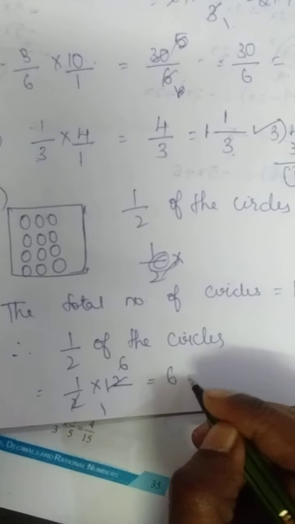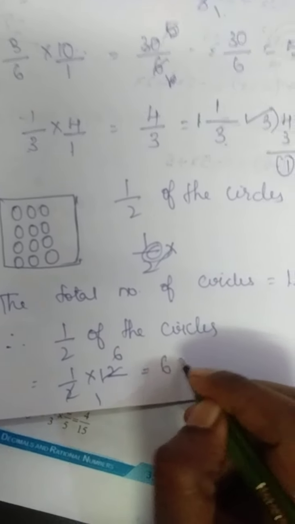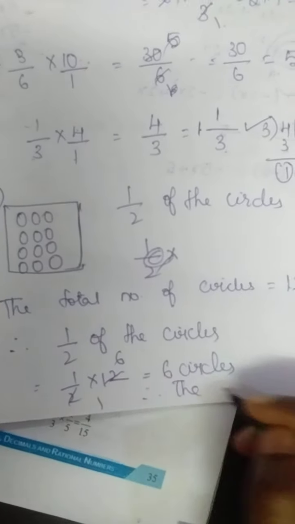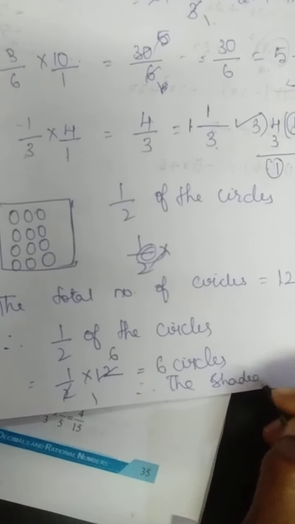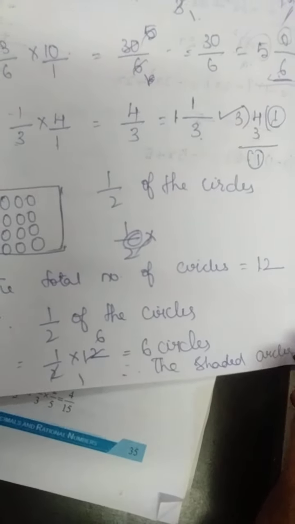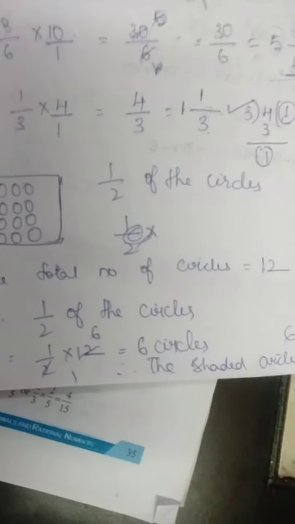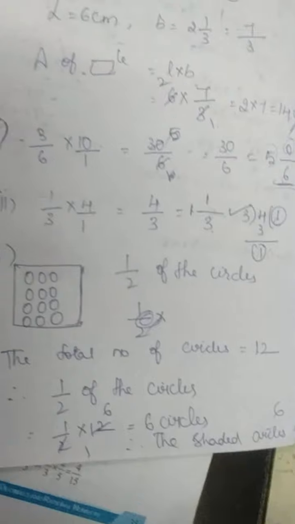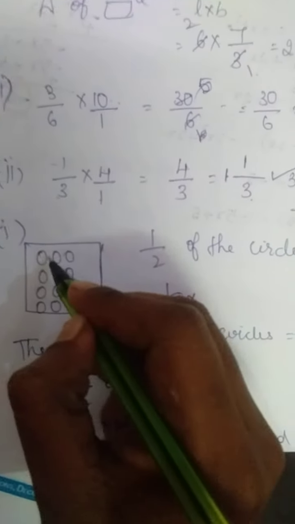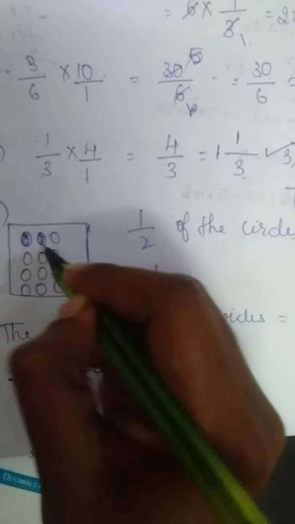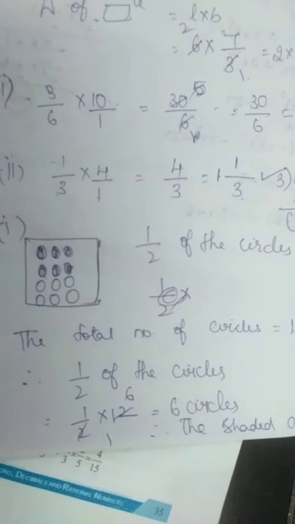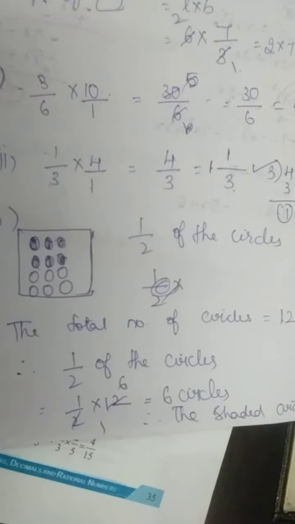So total how many circles you have to shade? 6 circles. Therefore the shaded circles are 6. Write down like that. Okay. And you have to shade the circles also. 1, 2, 3, 4, 5, 6. Clear? Like that you have to shade.